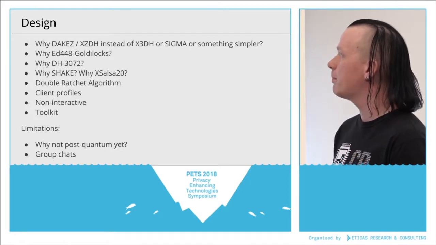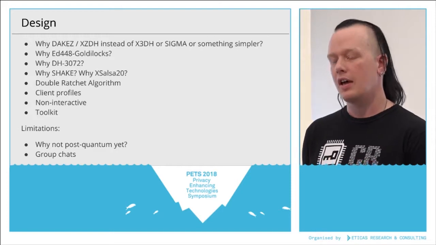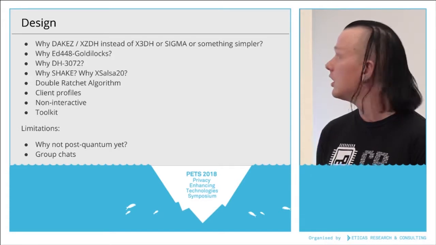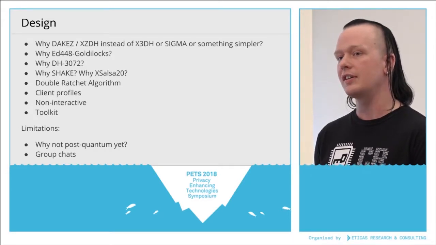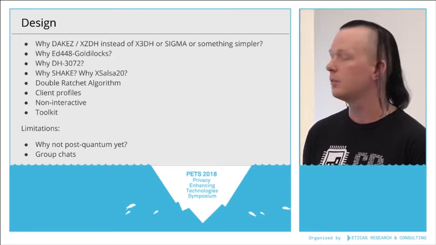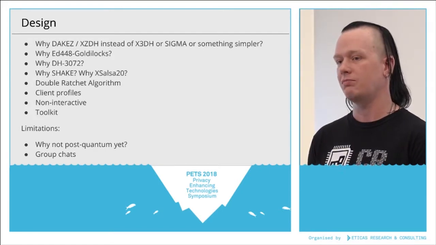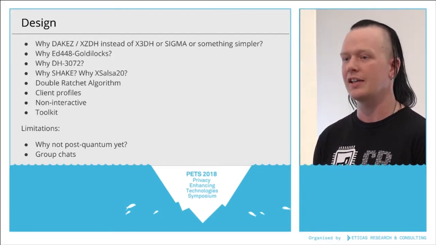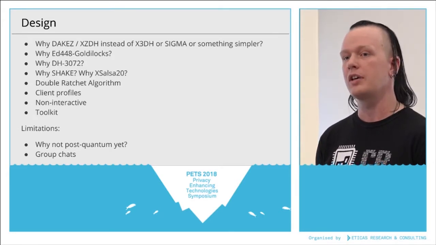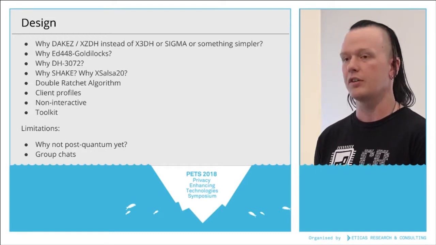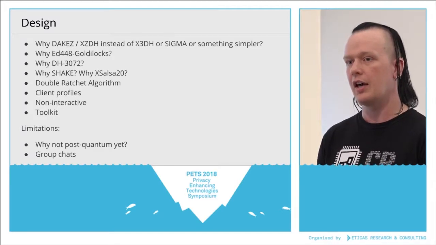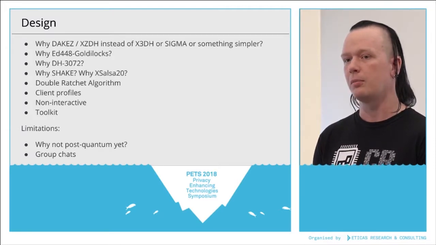First of all, we ended up using two different deniable authenticated key exchanges from Nick's paper, DAKEZ and XZDH. And we use these instead of the very common X3DH AKE that Signal uses, or the Sigma model that OTR version 3 uses. It's not exactly Sigma, but it's close enough. Now, the primary reason that we chose these two DAKEs is because they give us online deniability. They're significantly stronger, and they're also proven in the random oracle model.